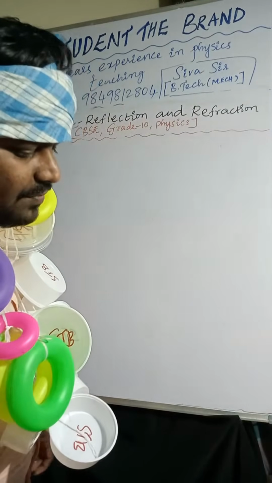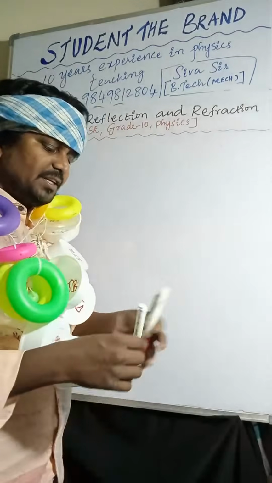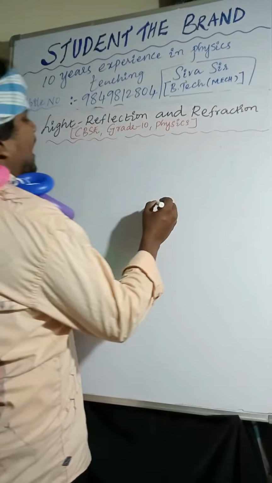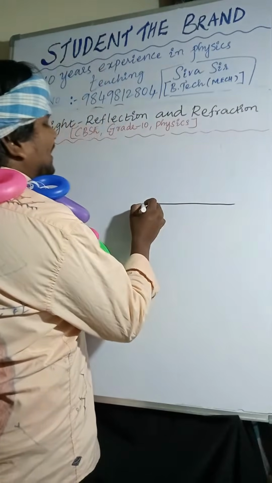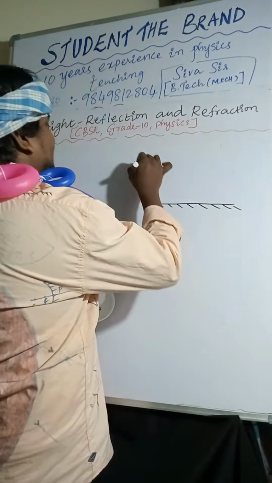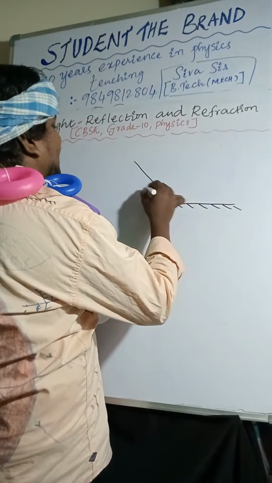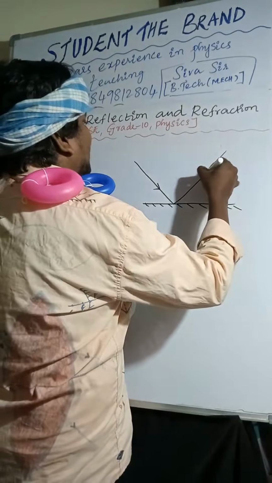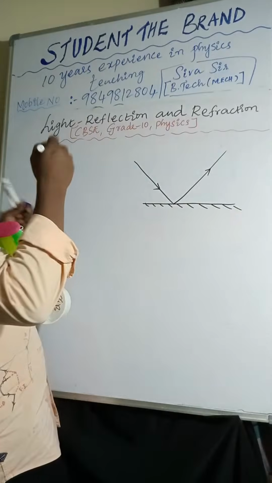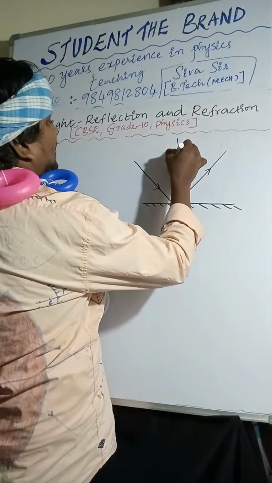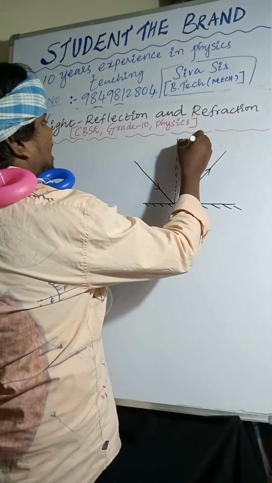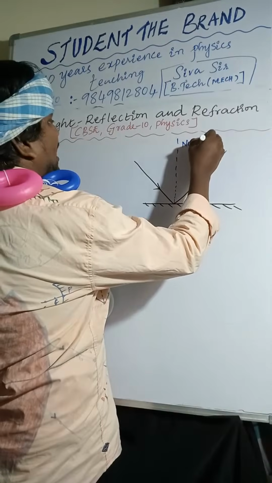Reflection phenomena. Bouncing back of the light from the reflecting surface is called reflection of light. The line which is perpendicular to the plane mirror is called the normal line.